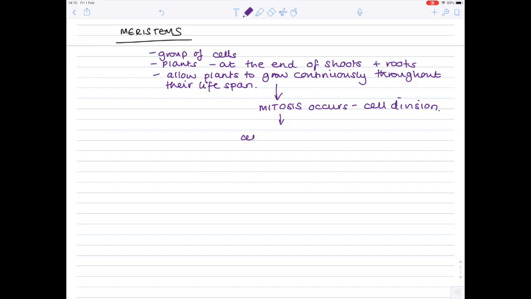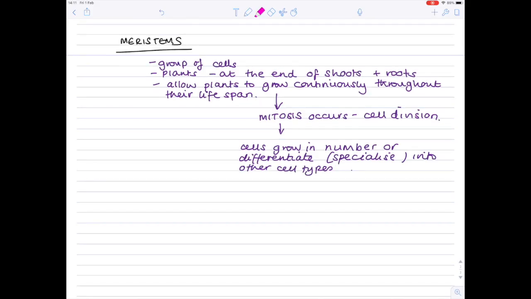And the cells either grow in number or they differentiate and become other cell types, depending on the need of the plant. And this bit here is key, the fact that the meristems can differentiate into any other type of cell found in a plant, because this isn't really true for us humans or other animals. Our cells tend to have their own function unless they're particular stem cells. So a bone cell will always, when mitosis occurs, become a bone cell, the same with a skin cell, cheek cell, etc.